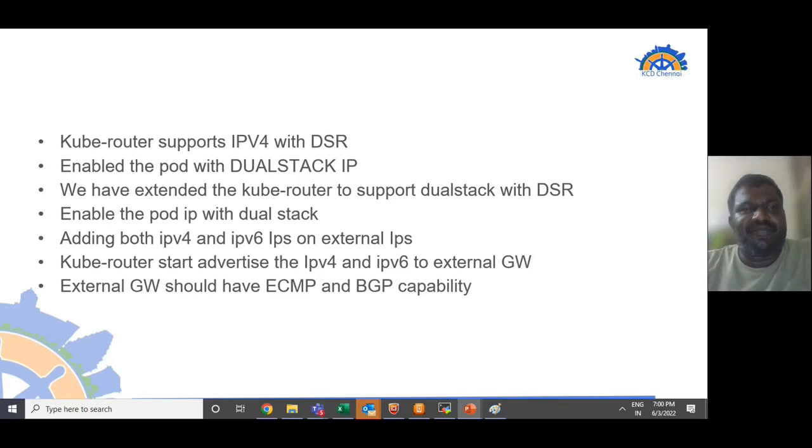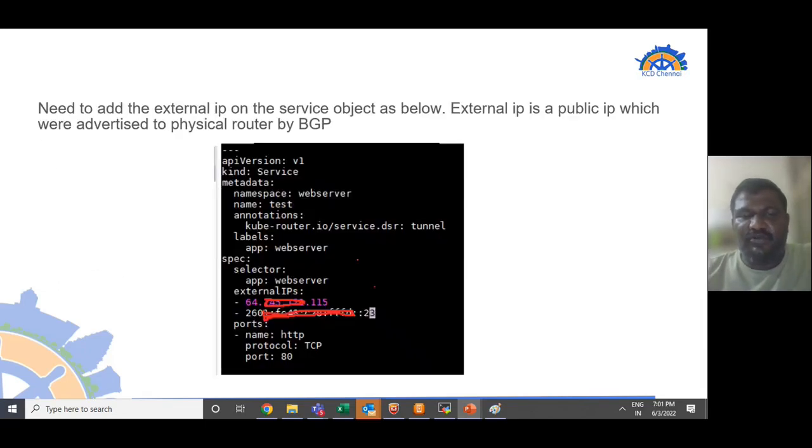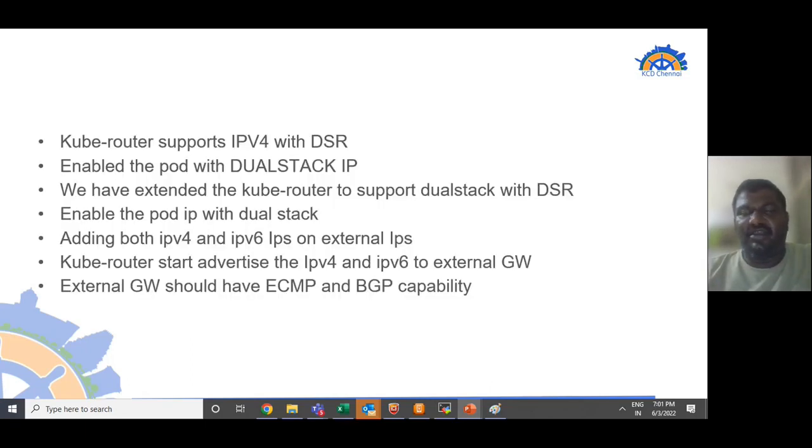There is an open source Kube router which supports IPv4 with DSR. We have taken the Kube router open source IPv4 package supported with DSR, and on top of it, we have enabled the dual stack external IP. The first thing we did is that for the pod IP, we should be able to allocate both IPv4 as well as IPv6 IP. And in the external IP, we support both IPv4 as well as IPv6, so that for the same application, both IPv4 and IPv6 can send and receive traffic at the same time.